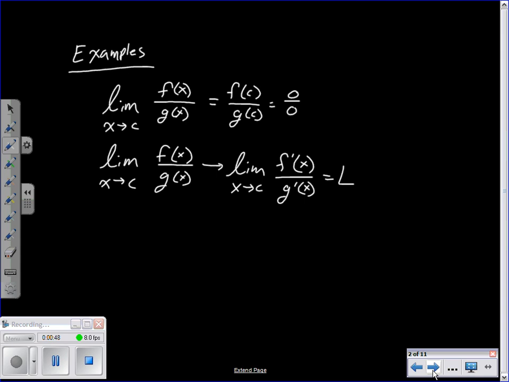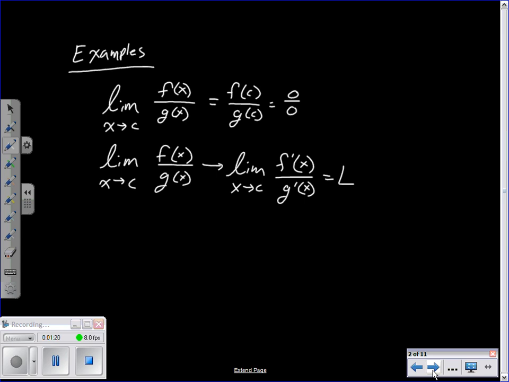Here, in a nutshell, is what an example of L'Hopital's rule is going to look like in an arbitrary sense. We have the limit as x approaches c of f of x divided by g of x. If I plug in c using direct evaluation, I would get f of c over g of c, and maybe I end up with an indeterminate form 0 divided by 0. L'Hopital's rule says take the derivative of the function in the numerator and the derivative of the function in the denominator. So f of x becomes f prime, g of x becomes g prime.